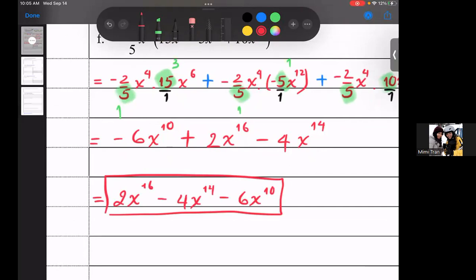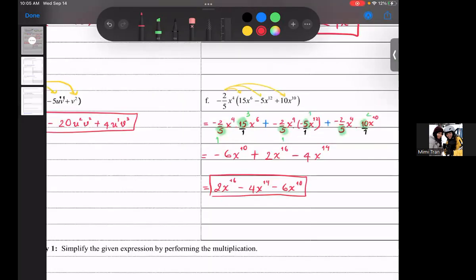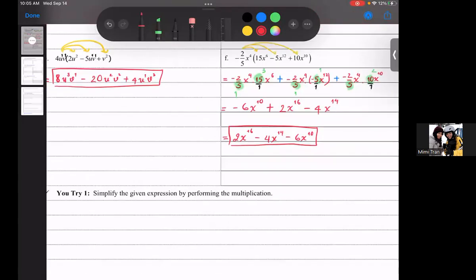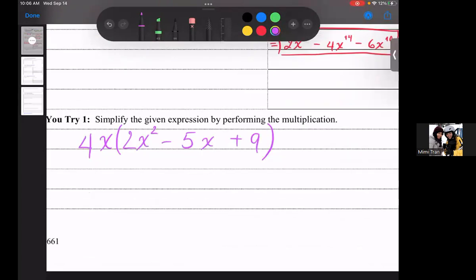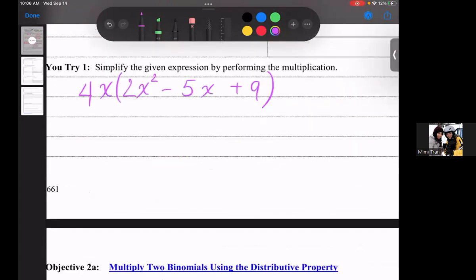Oh, now it comes. You try. All right, you try. 4x times quantity of 2x squared minus 5x plus 9. Oh, you try number 1.